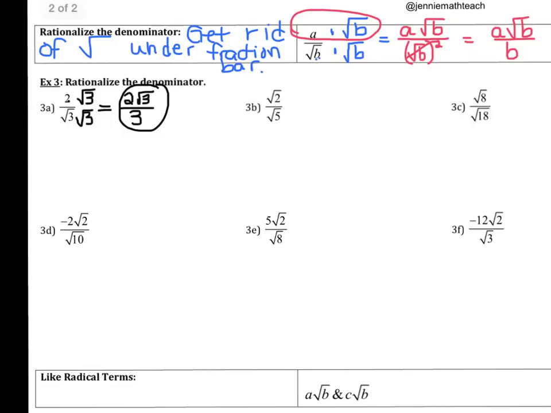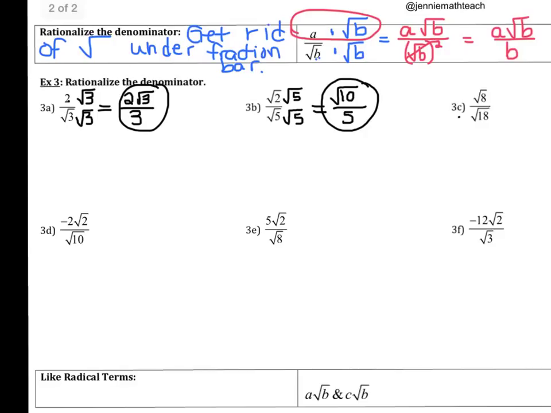The next example, we have the square root of 5 on the bottom. So we multiply by the square root of 5 on the bottom and on the top. Now, since the square root of 2 and the square root of 5 are both underneath the radical sign, we can put the answer to 2 times 5 together underneath, which is 10. And on the bottom, we have just plain 5. Final answer. Let's see if you can try 3C on your own, and I will do 3D with you.